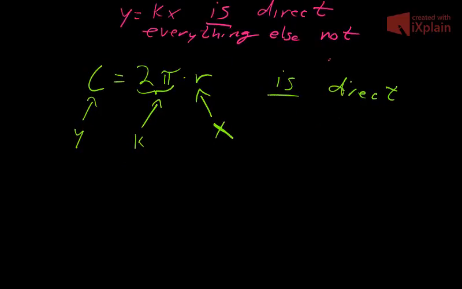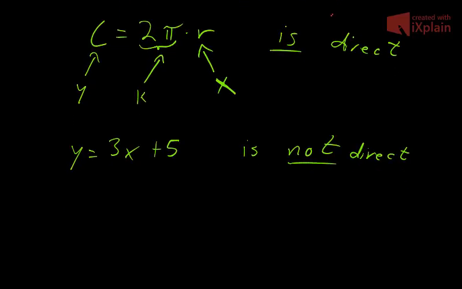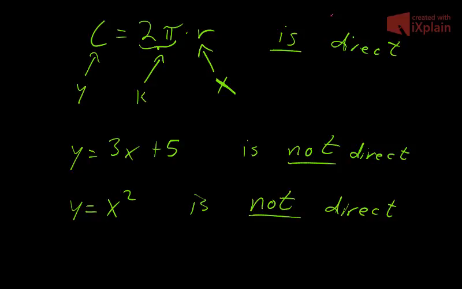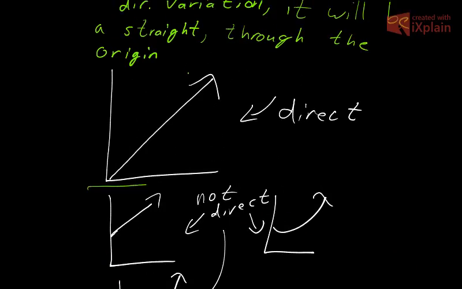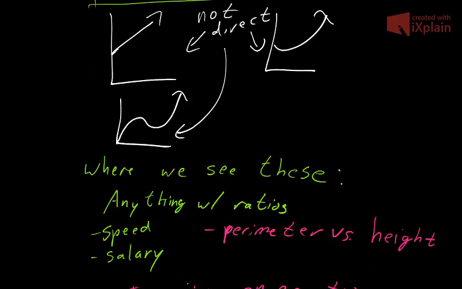In contrast, if I have something that looks more like y equals 3x plus 5, this is not direct. And if I have y equals x squared, we'll just leave it as x squared, that is also not direct. And this is not direct because we have the squared there. This is not direct because we have the plus 5. So what we need is one variable equals something times another variable. If that's something we get, then it's direct. And an easy way to figure it out is to graph it and to look for this graph right here. So this graph is going to make us happy.